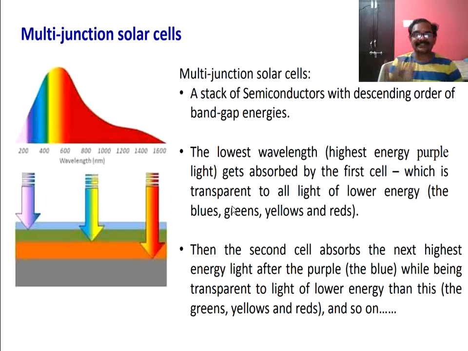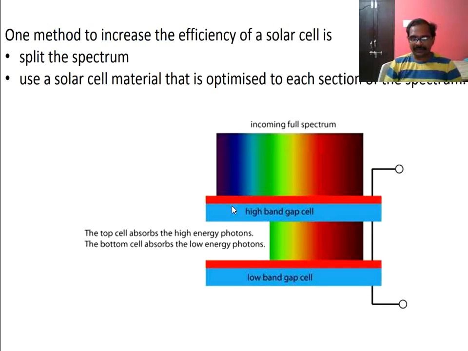Next, the second cell absorbs the next highest energy, that is the blue light, followed by purple. The purple is completely absorbed by the first layer. The blue light is absorbed by the second layer, and the remaining greens, yellows and reds are transparent to this layer. That is, the second layer will not absorb the green, yellow and red. It will absorb only blue. The purple is already over in the first layer. Second layer is blue, third layer is yellow, and likewise it will go on. You can see, the only way to improve the efficiency is to split the spectrum.